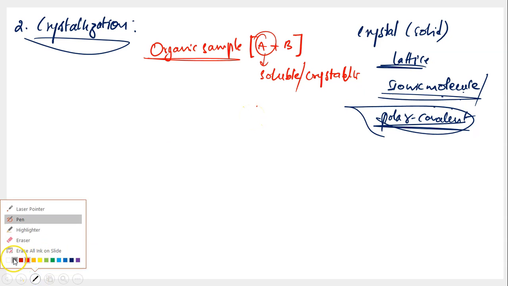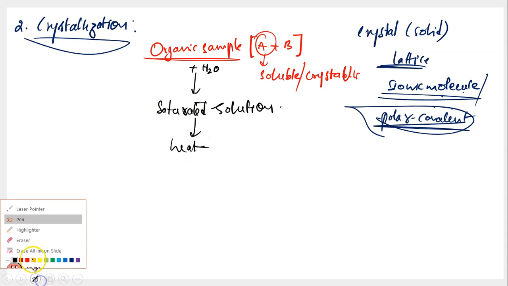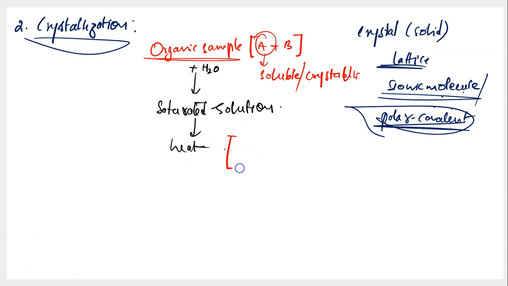And in crystallization, what you do is you take an organic sample and dissolve it in water, and after you dissolve it, you first have to prepare a saturated solution. And after you prepare a saturated solution, what happens? You have to heat the saturated solution a little. And when you heat it, the saturated solution will absorb this heat energy, as a result of which it will expand a little.